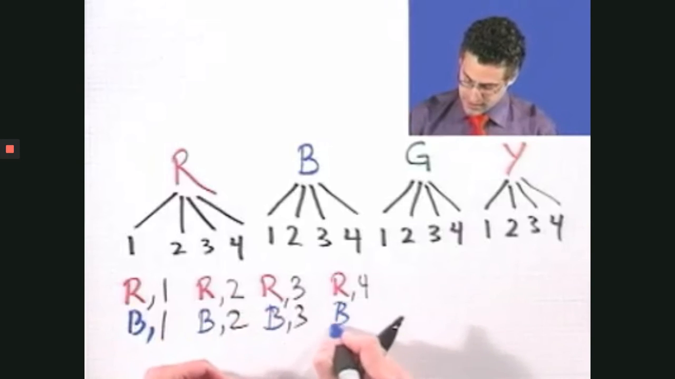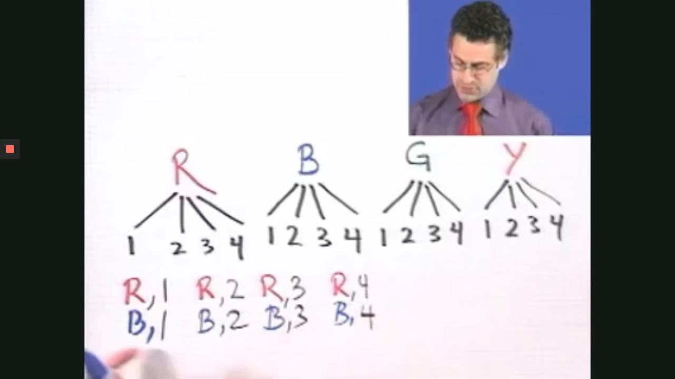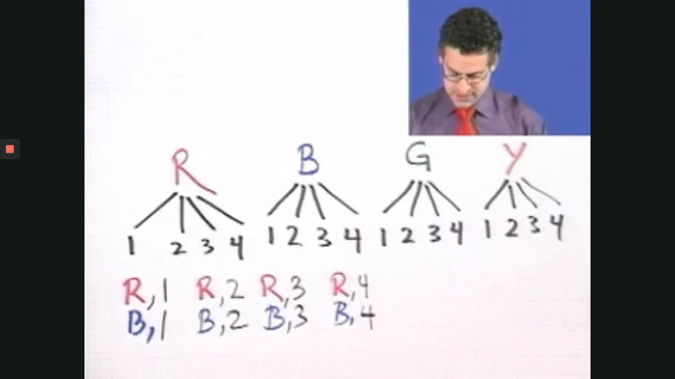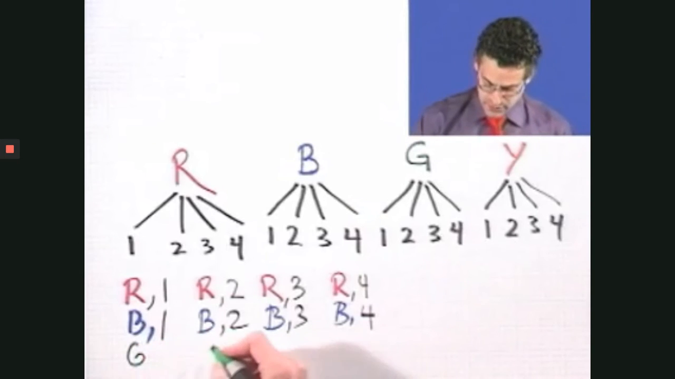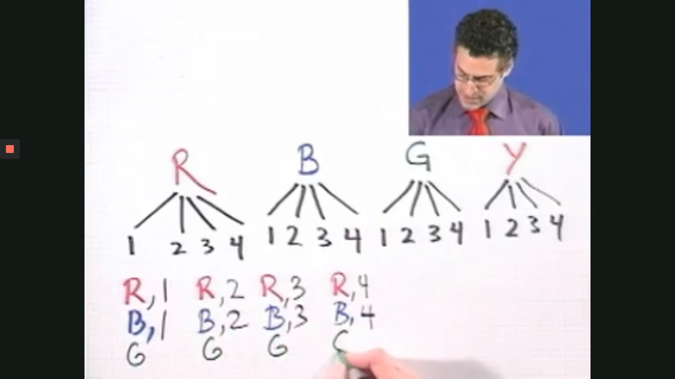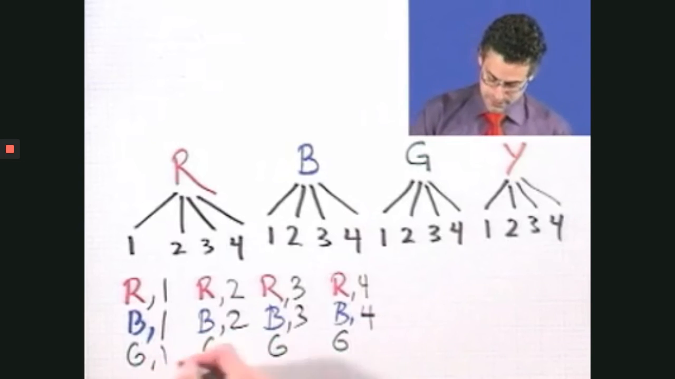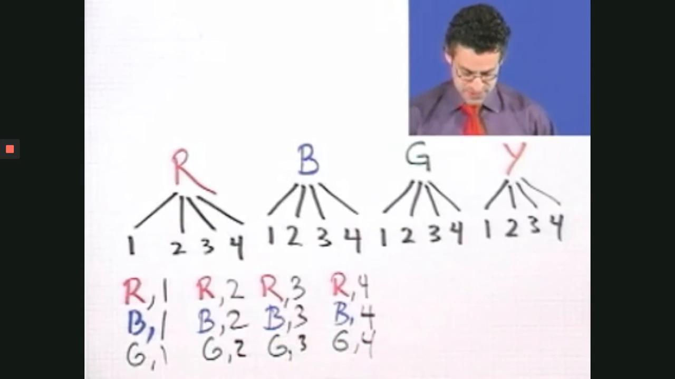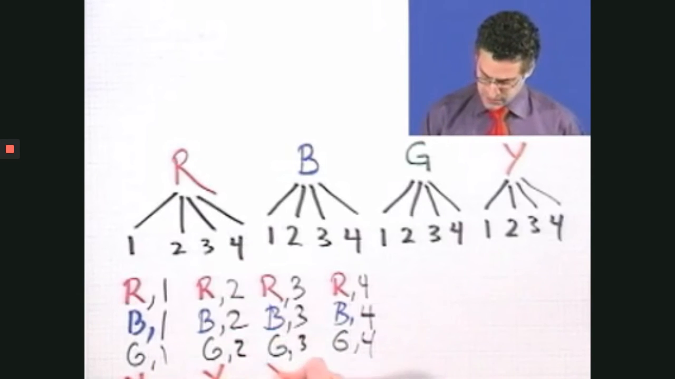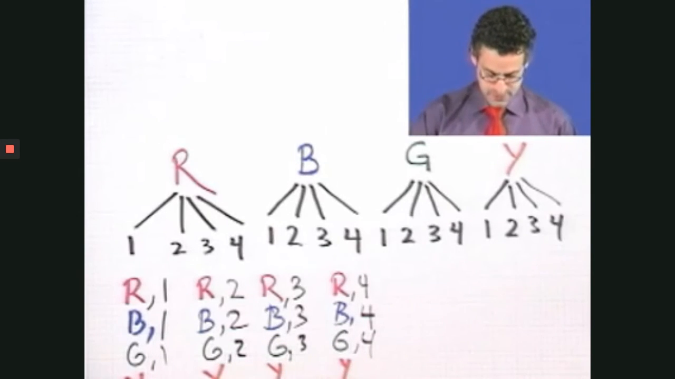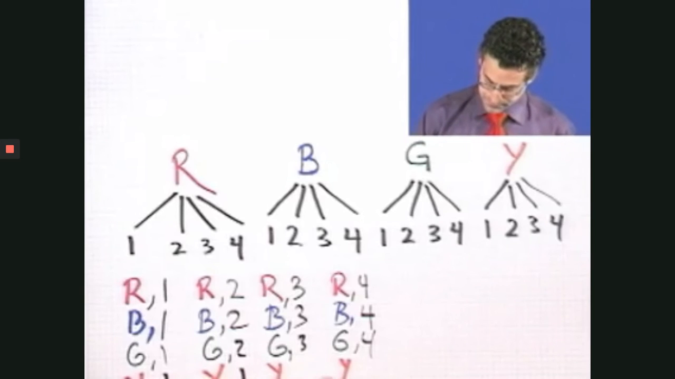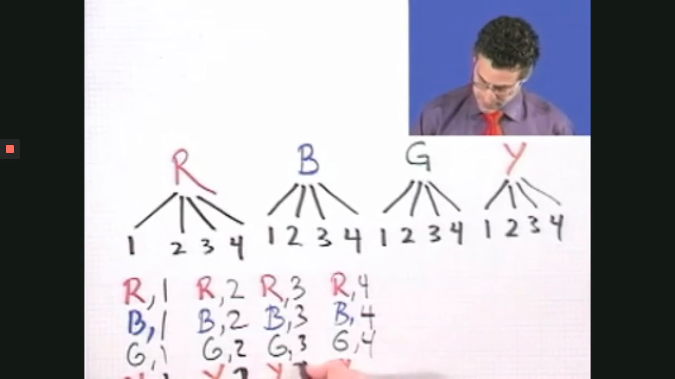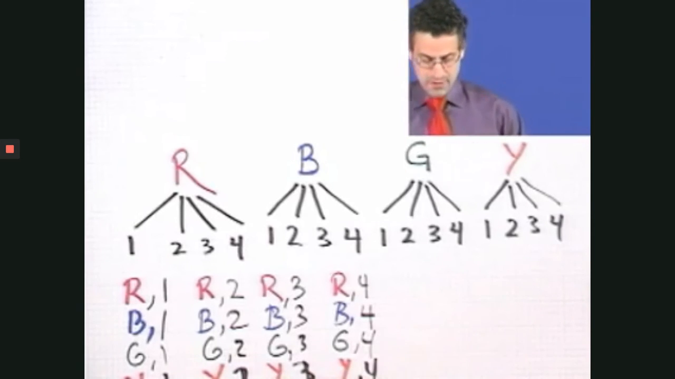In fact, how many am I going to have? Blue and 4, that takes care of the blue. Now I've got the greens. So I've got green 1, green 2, green 3, green 4. And there's one more. Do you see it? It's the yellows. I could have yellow 1, yellow 2, yellow 3, yellow 4.